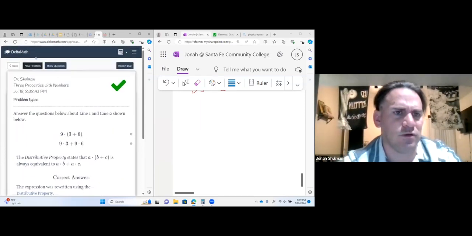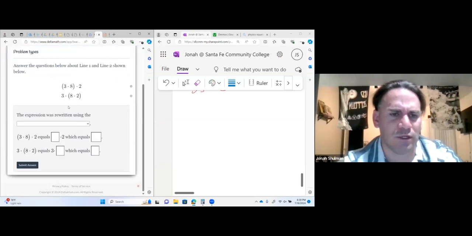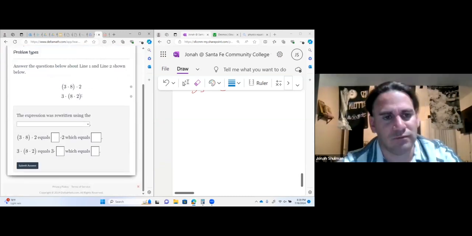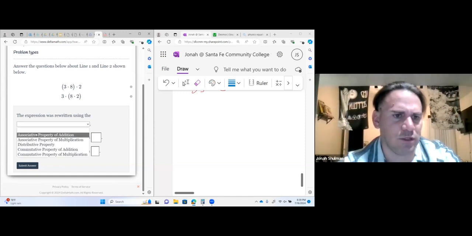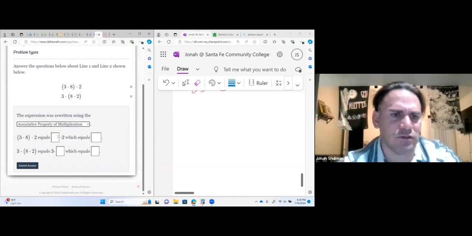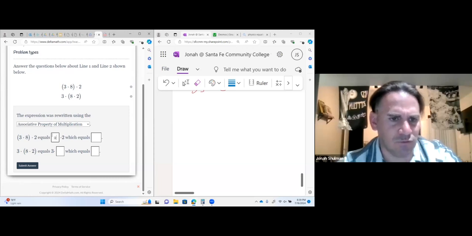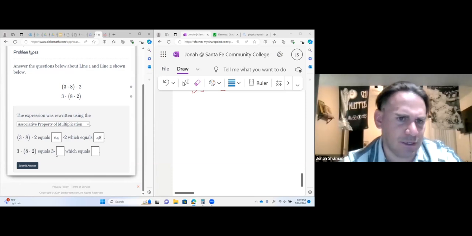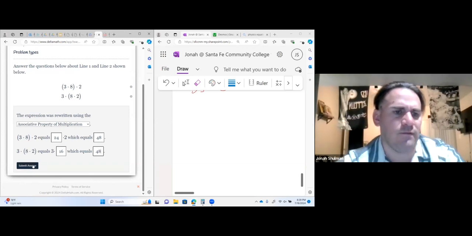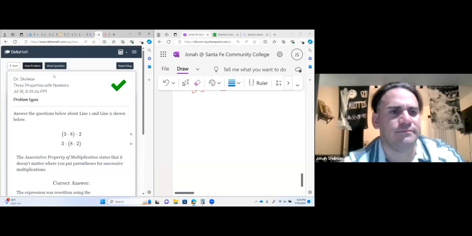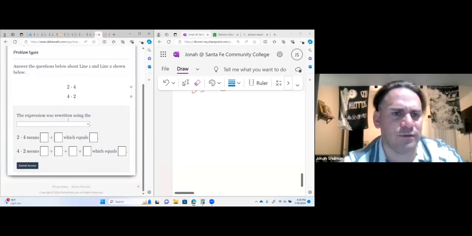All right, so let's do another one. So you can see another property. When you move this, it's called associative. You're just moving it because it's associative property. And I would do some of these, okay? This stuff is really useful. So 3 times 8 is 24, and 24 times 2 is 48. 8 times 2 is 16, and 3 times 16 is 48. That's the associative property.